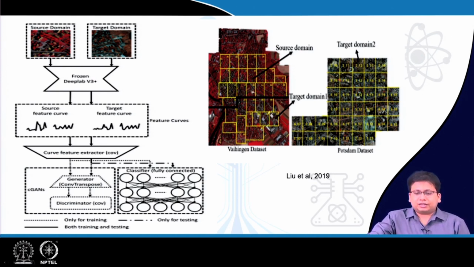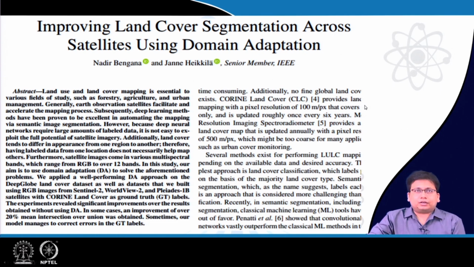So here you can see the results. These are some images of some remote sensing over a particular city in Germany. As you can see here, it has a particular structure, and now this is the target domain. Initially the model is trained on the source domain, then it is deployed on target domain 1, which is a different part of the same city, and then it is deployed on target domain 2, which is a different city. Now this is one application, namely image segmentation.